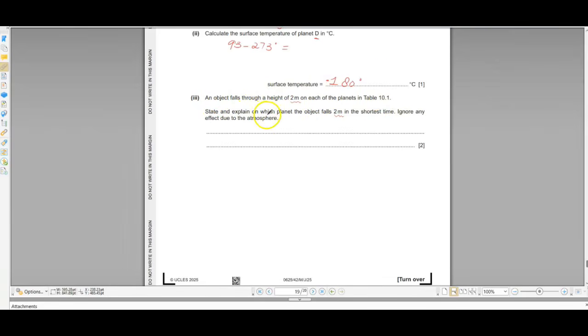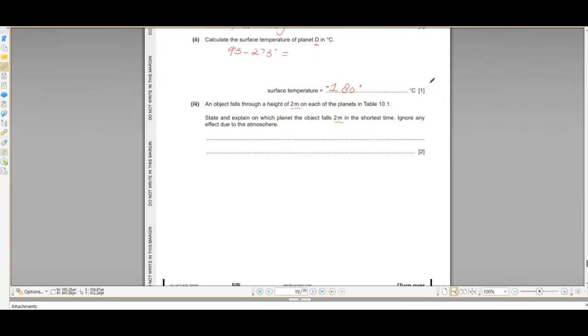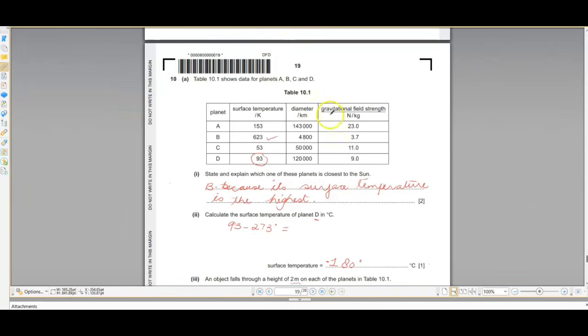Third part: an object falls through a height of 2 meters on each of the planets in Table 10.1. State and explain on which planet the object falls 2 meters in the shortest time. Ignore any effect due to atmosphere. Achha, the time will be shortest when the acceleration due to gravity is highest. Okay, so let's look at our options. Where is the acceleration due to gravity the highest? Okay, we can see that planet A has the gravitational field strength of 23.0, and if everything else is ignored, the object is going to fall with an acceleration of 23.0 acting on it.